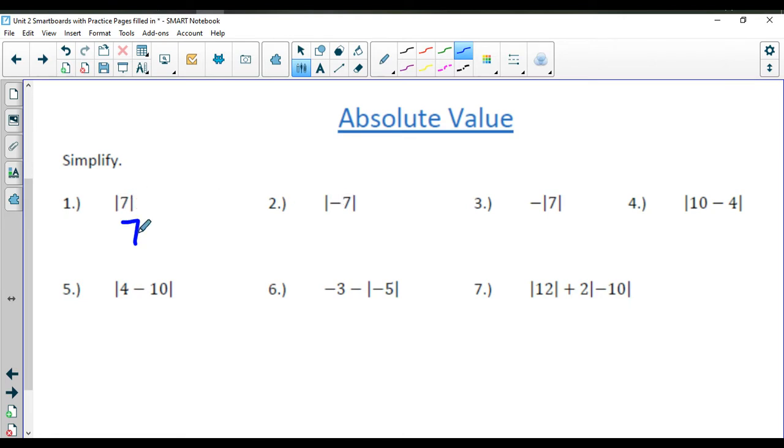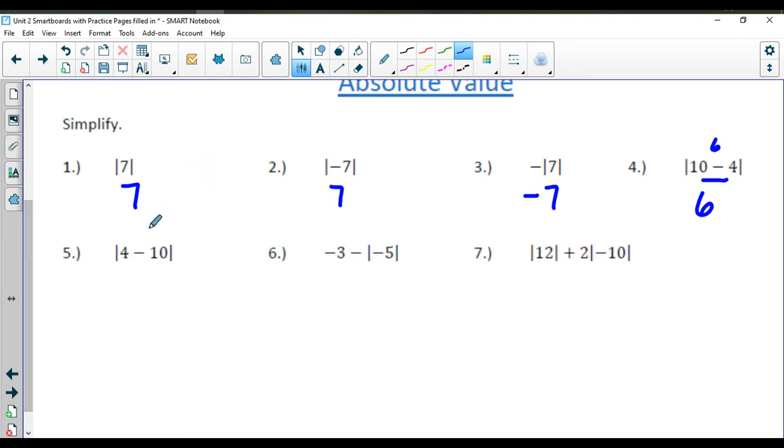So the absolute value of 7 is 7. Absolute value of negative 7 is also 7. The opposite of the absolute value of 7 is negative 7. This one, absolute value of 10 minus 4, that would be 6, and the absolute value of 6 is 6. 4 minus 10 is going to be 4 plus a negative 10, so this gives me absolute value of negative 6, which is going to be 6.